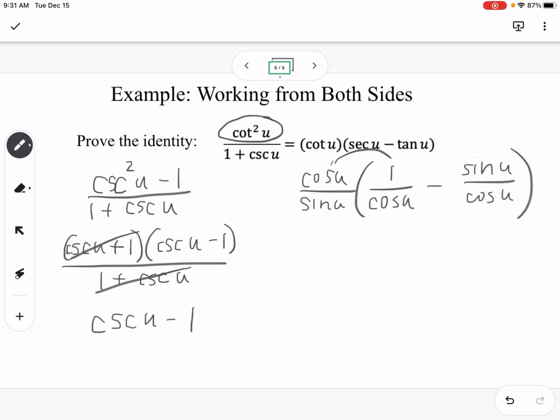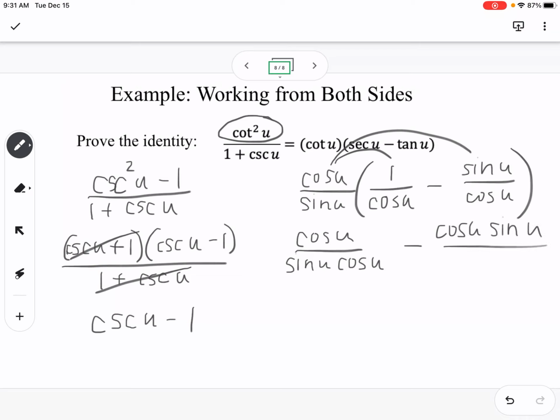So then I'd have cosine over sine cosine minus cosine sine over sine cosine. Oops. Sometimes I forget my angle there. Okay, so in this first fraction, I can cancel the cosines. And here I can cancel the cosines and cancel the sines, which means it's just going to turn into 1. So this is going to be 1 over sine minus 1.